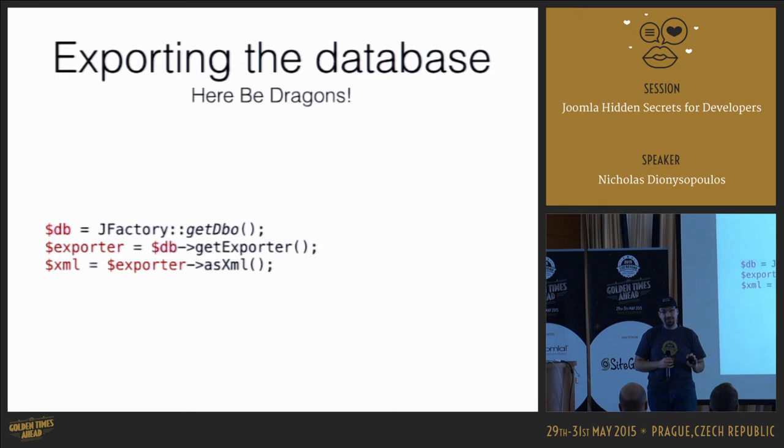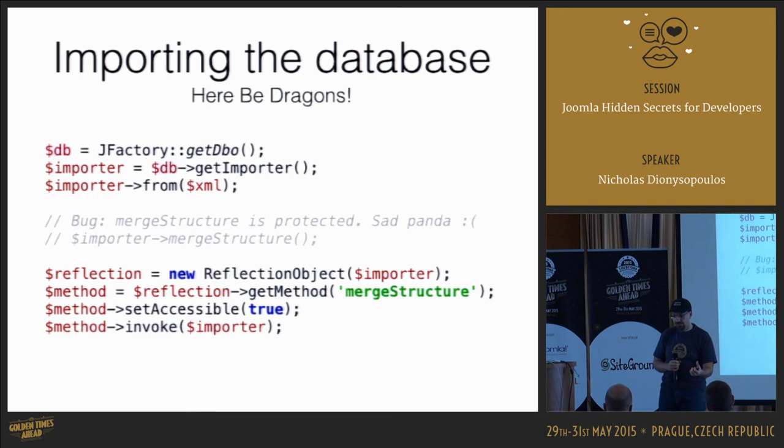Now, there is something in Joomla called database export and import that has existed since Joomla 1.6. How many of you have heard of get exporter and get importer in JDatabase? How many of you have actually successfully used it? Yeah, somewhat. Yeah, I know. The export actually works most of the times. It's very easy. You just tell the database driver to give you an exporter, export as XML. You have an XML file that you can import using getImporter.